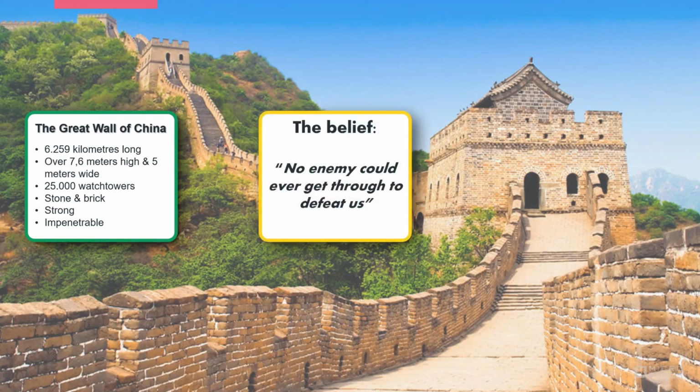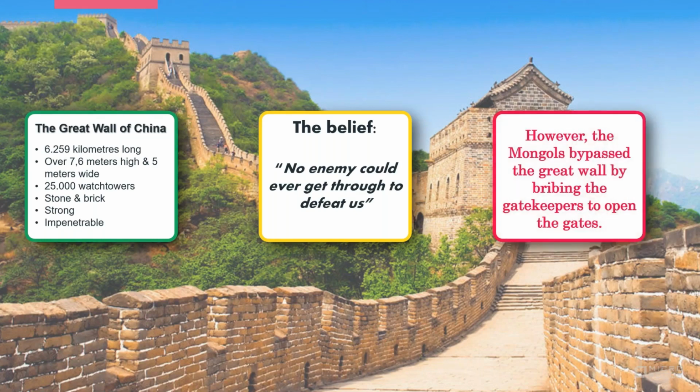And that was a belief. The emperor and the rulers thought that no enemy could ever get through this wall to defeat us. The protection was so solid, so we didn't need to be afraid or have additional levels of protection. So what happened? Well, the Mongols bypassed the security by bribing the gatekeepers to open the gates.